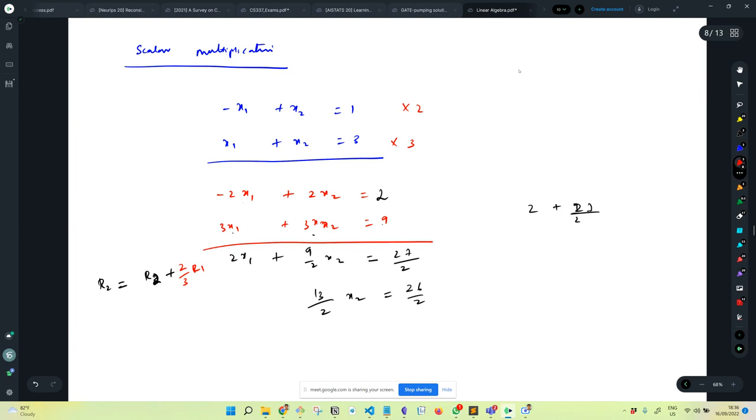Then this 3 and this 3 will get cancelled. If I multiply 2 by 3 R1, basically I'll get 2x1 here, and this 3 and this 3 will get cancelled. Then I'll get 2x2, and then 2 by 3 of 9 will be 6. Okay, so let me rewrite this.